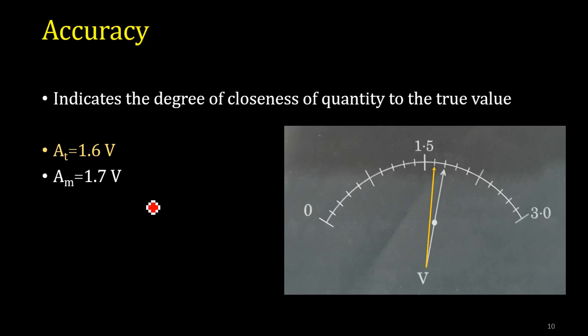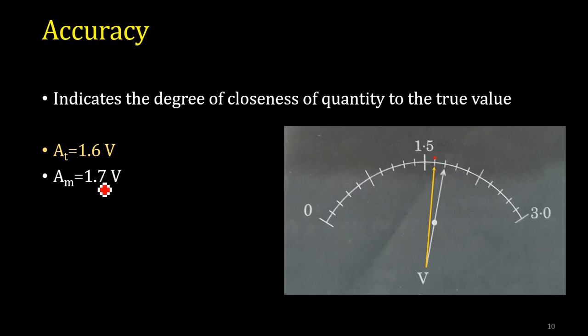Now, accuracy indicates the degree of closeness of a quantity to the true value. Here, capital A T represents the true value and capital A M represents the measured value. Suppose the true value is 1.6 volt and the measured value is 1.7 volt. So this is the value that you actually need to get, but your instrument is indicating 1.7.